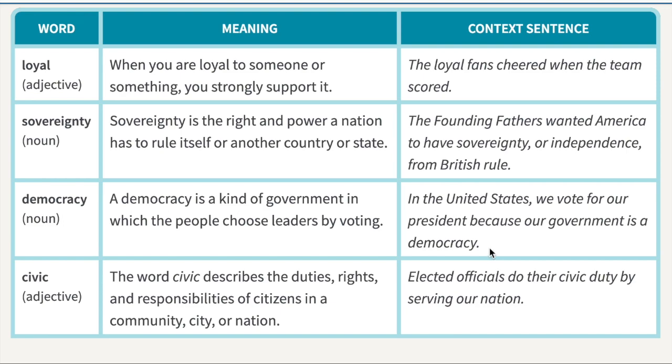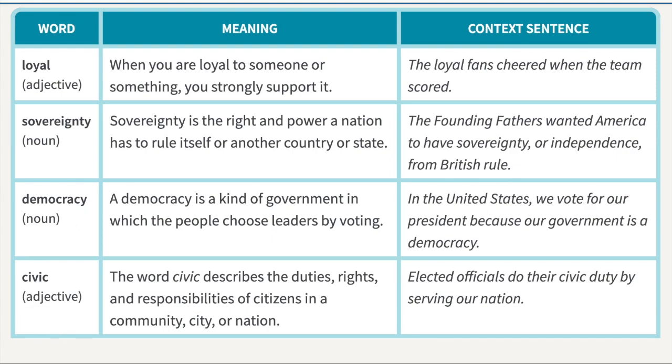So, we've talked about 3 of our 4 important words. Loyal, when you support something strongly. Sovereignty, the right to rule yourself if you're a country. And democracy, it's a kind of government where people choose their leaders by voting.